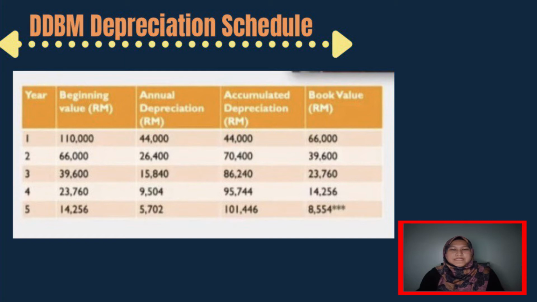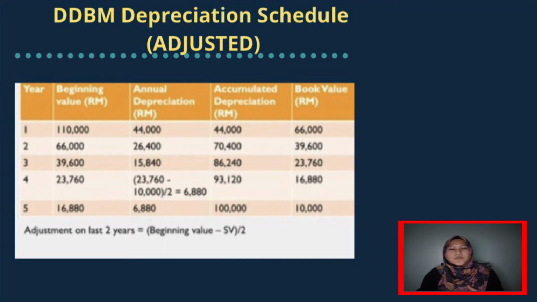Then to find annual depreciation, you must multiply by 40%. Then accumulated depreciation equals accumulated depreciation of the first year plus annual depreciation of year 2, and you can use the same way to calculate until year 5. You have to be careful because the book value at the last year will not always be the same as salvage value, which is 10,000. It does not get 10,000, so we need to do adjustment.